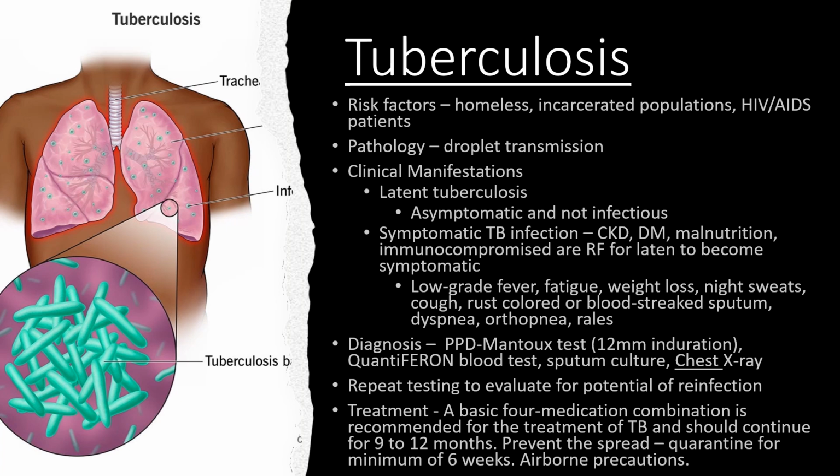They're having trouble breathing. They can have rales. To diagnose TB, we do that PPD or that Mantoux test. That's the one on your forearm. And a 12 mm induration indicates a positive test. There's also the QuantiFERON blood test, sputum culture, and chest x-ray.